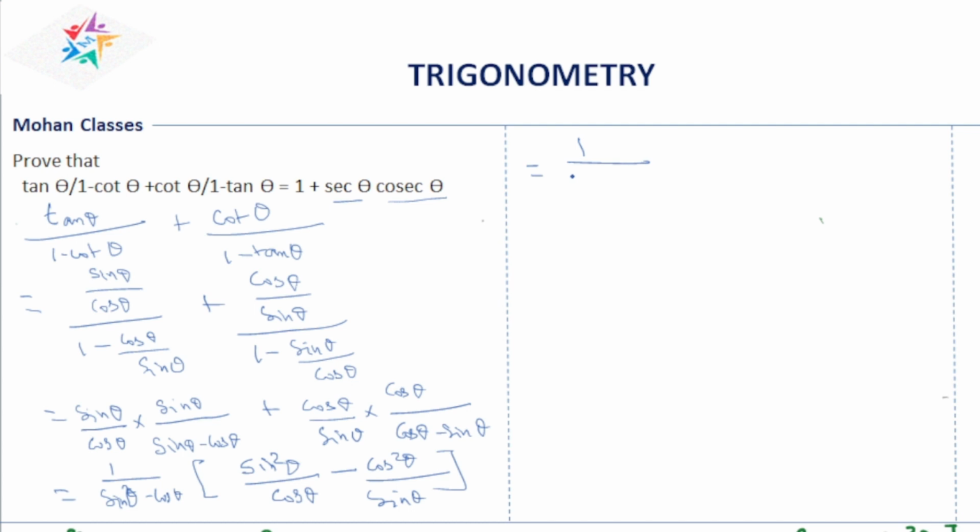So, 1 divided by sin theta minus cos theta. Here, sin theta cos theta is the LCM. Sin cubed theta minus cos cubed theta whole divided by sin theta cos theta. Okay, so it is a cubed minus b cubed. What is a cubed minus b cubed? A cubed minus b cubed is equal to a minus b into a square plus b square plus ab, right?